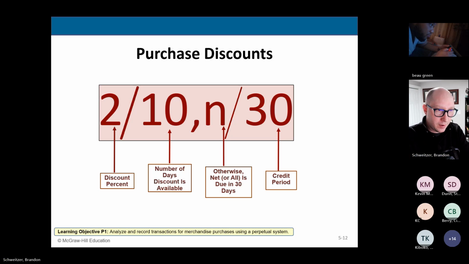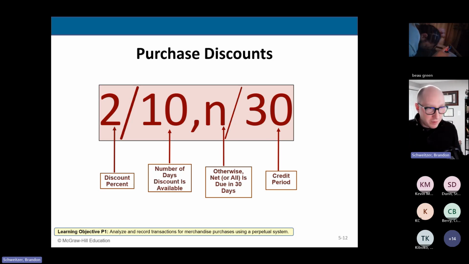Otherwise, the entire invoice is due in full within 30 days. See how that works? 2% discount if you pay within the first 10 days. Otherwise, the entire thing is due within 30 days. That's what 2/10 net 30 means. Now, this is just an example, of course.